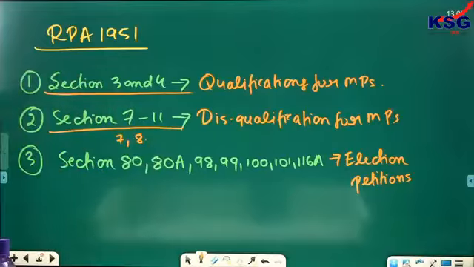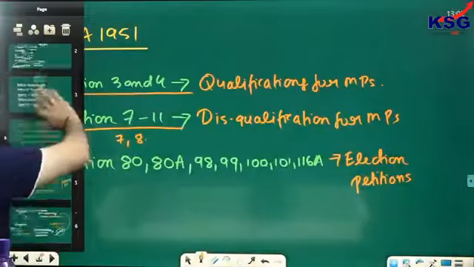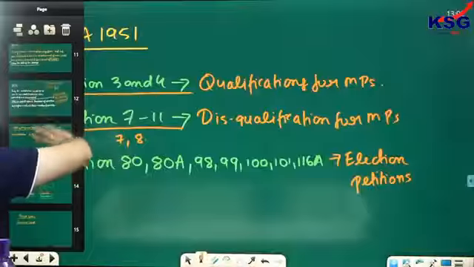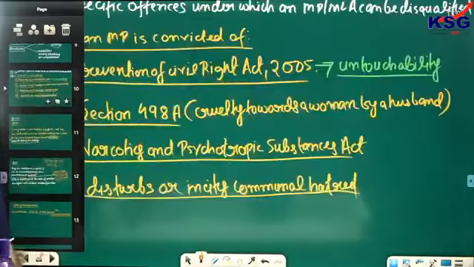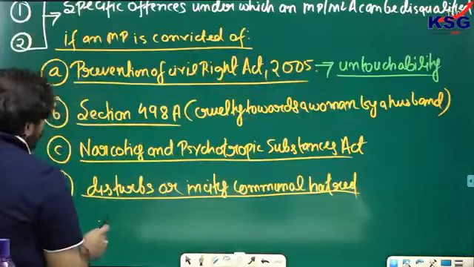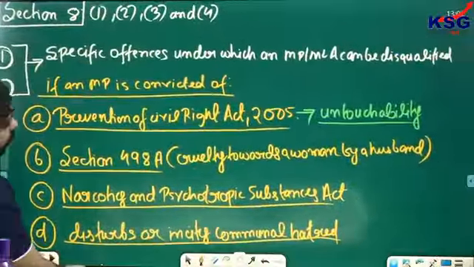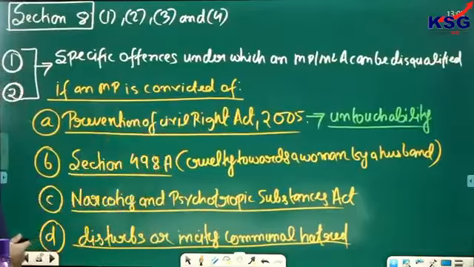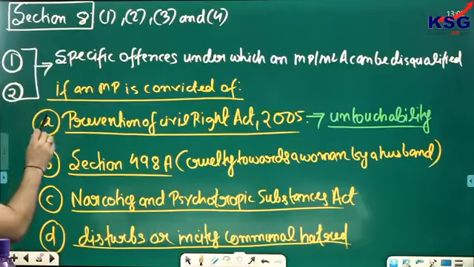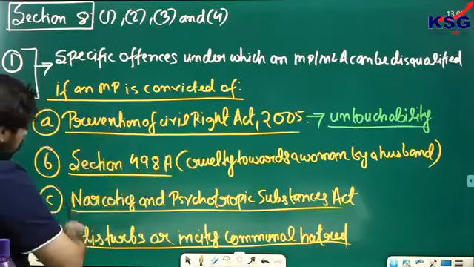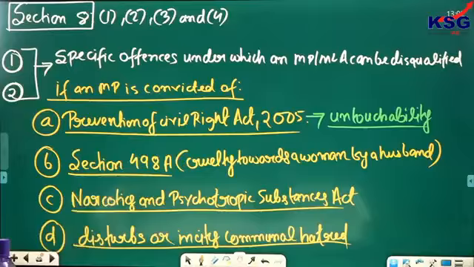Section 7 defines disqualification. Section 8 has 4 kinds of disqualification that can be covered under it. Let's take a look at what are the 4 kinds of disqualification, or in fact, 4 subsections. Specific offences under which an MP and MLA can be disqualified, and these 4 are what I have laid out as examples.